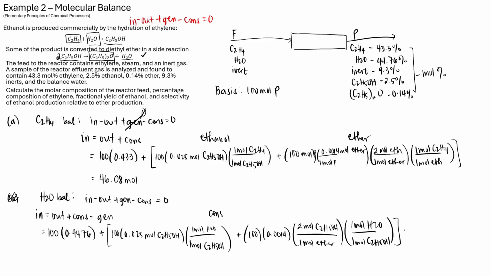Okay, so let's write that. It's minus 100 times 0.0014. And then, well, it's just 1:1 anyways. So that's the generation part. So let me calculate it first.